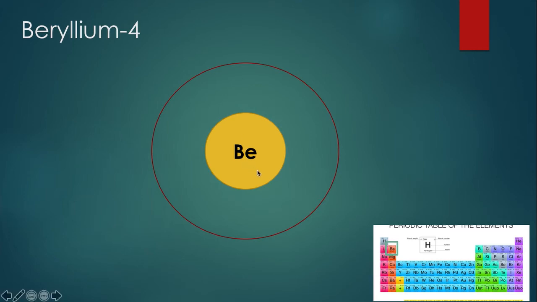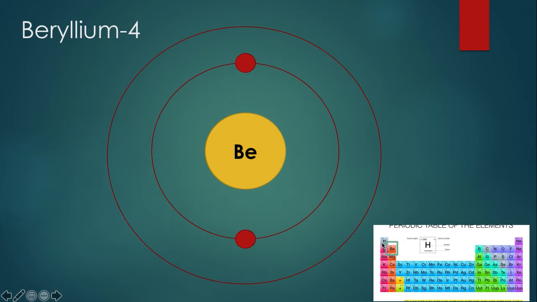So this is in the second row. So we want to make sure we have 2 electron shells. And so we're going to start by drawing out our 2 shells. When we look in this first row, we have 2 elements. So we want to put 2 electrons in that first shell. So we'll put 2 there.